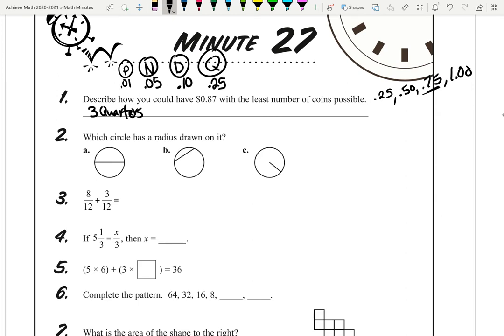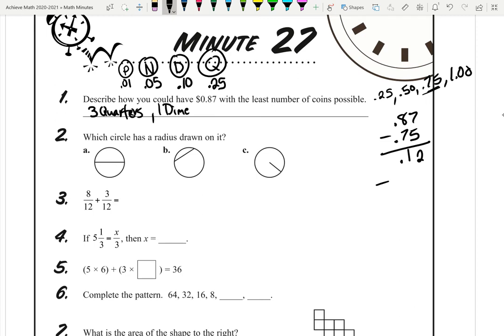I'm going to take 87 cents and subtract the value of 3 quarters, aligning my decimals. 7 minus 5 is 2. 8 minus 1 is 12. How can I make 12 cents with the least amount of coins? I'm going to go ahead and use a dime now. 1 dime is 10 cents.